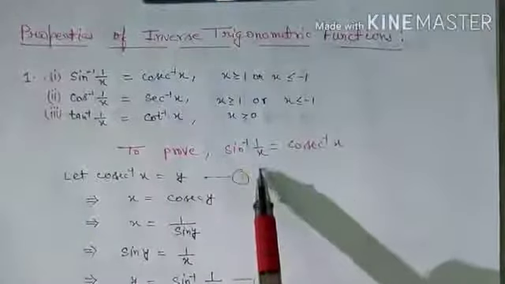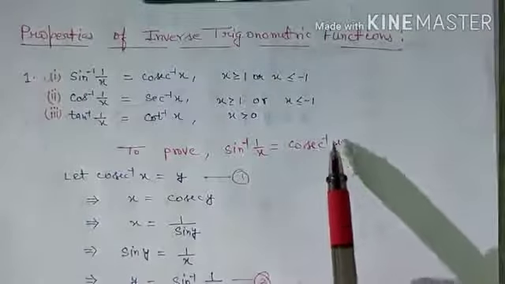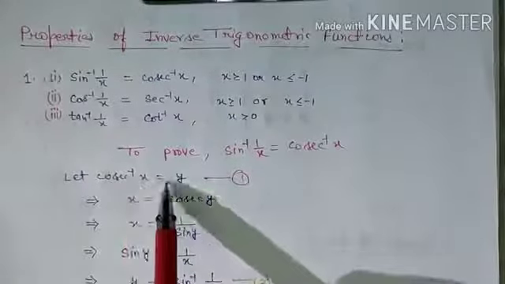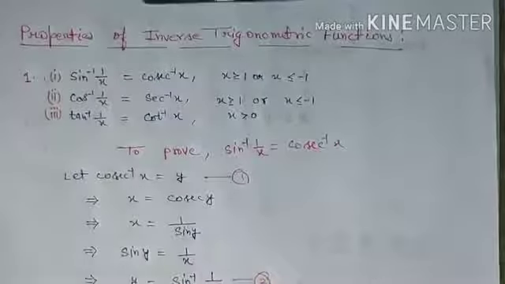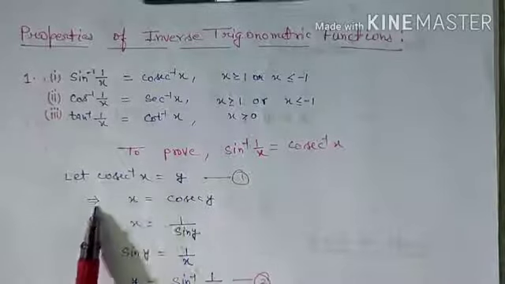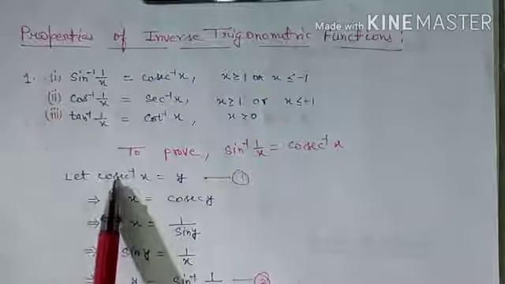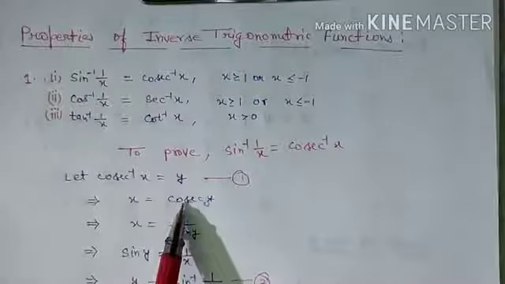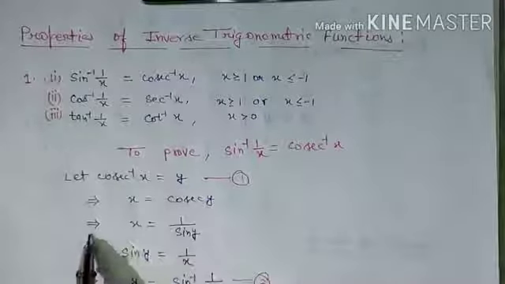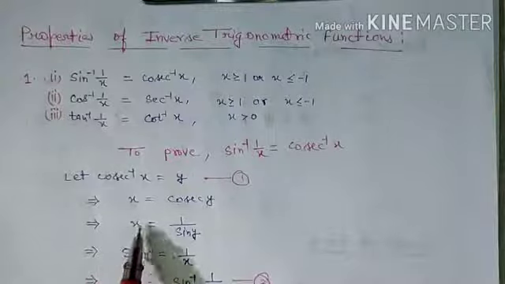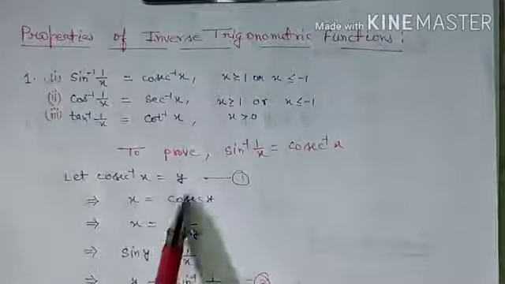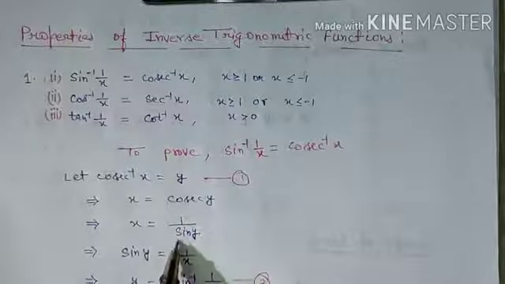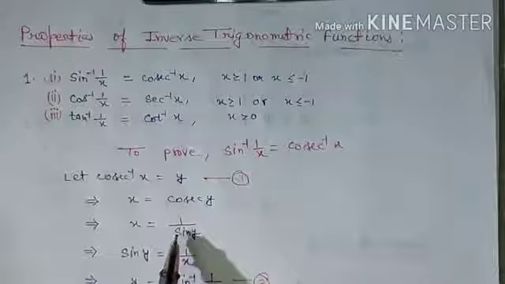Sin inverse 1/x equals cosec inverse x. Let cosec inverse x equal y. This implies that if I shift cosec to the other side, x will be equal to cosec y. Implies that x is 1/sin y. We know this formula, cosec y is equal to 1/sin y in the basic trigonometric formulas.